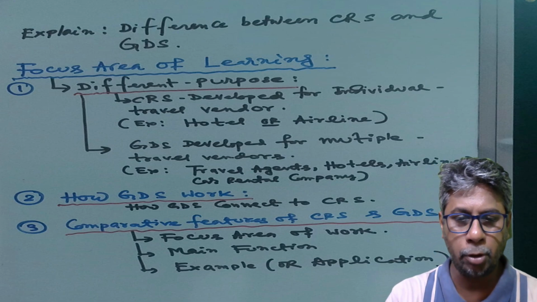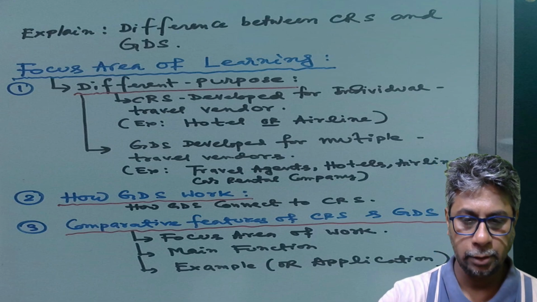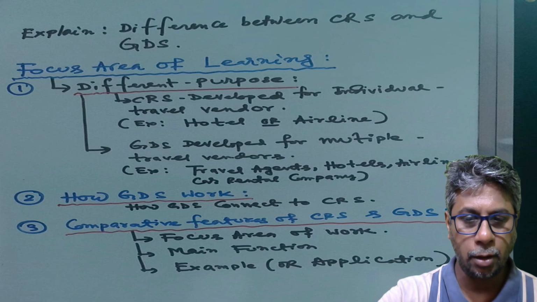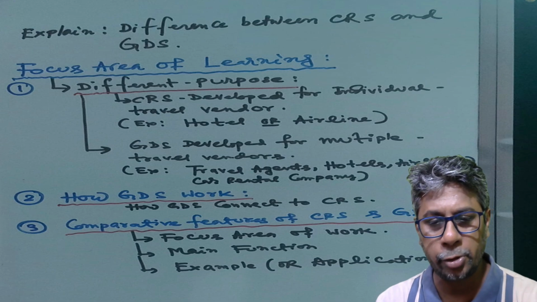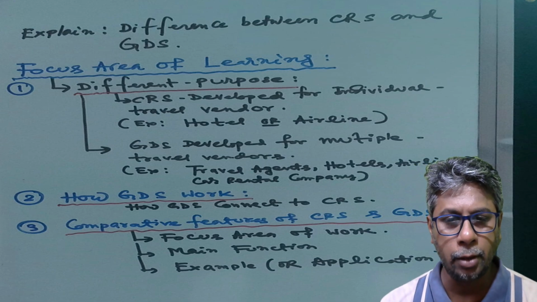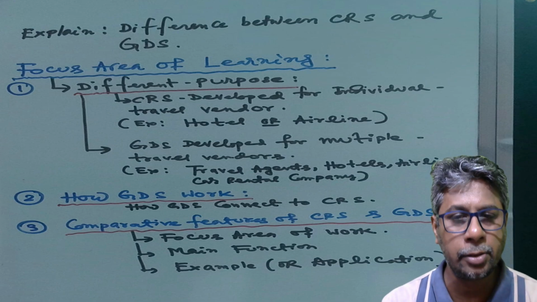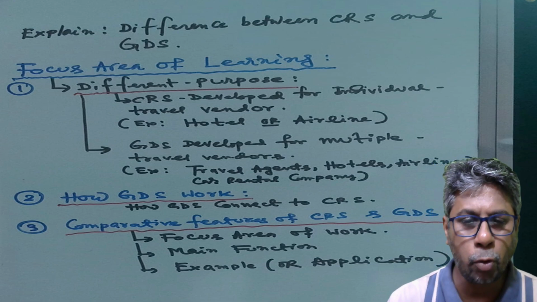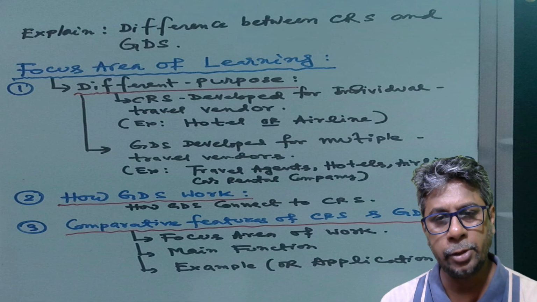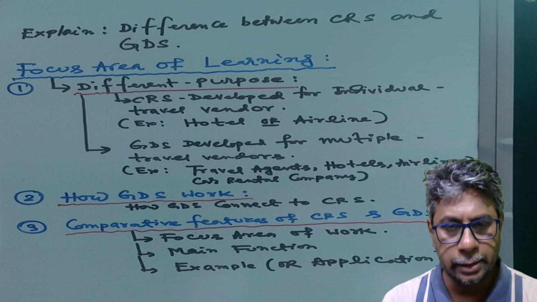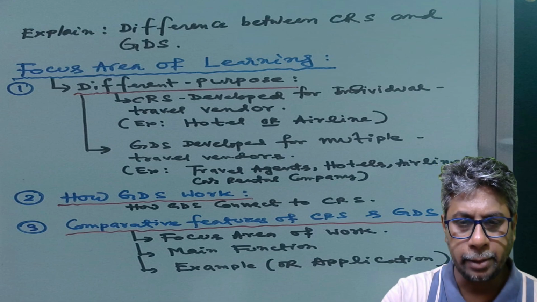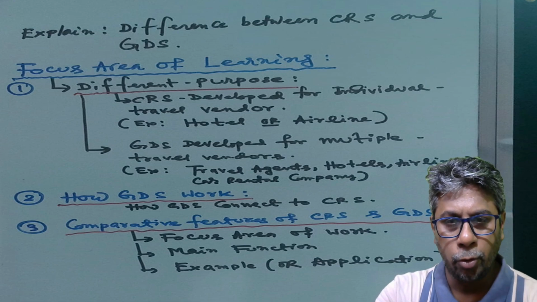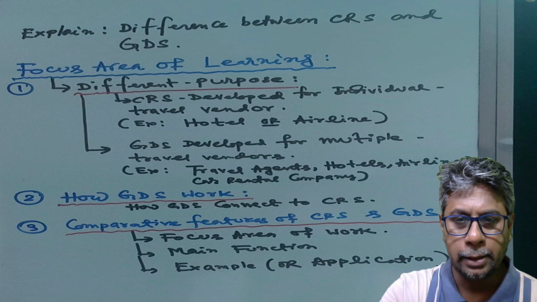So what are the important areas? The first focus area is the work of CRS and GDS. What are the main functions of CRS and GDS? We will understand through examples or applications of CRS and GDS. What is the scope of CRS and GDS systems? And then we learn everything on this topic step by step. Try to follow and understand this area.